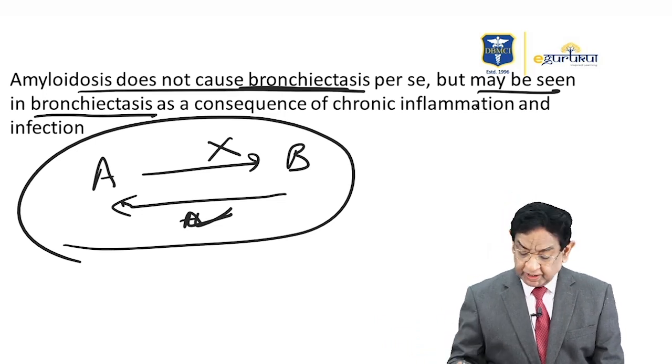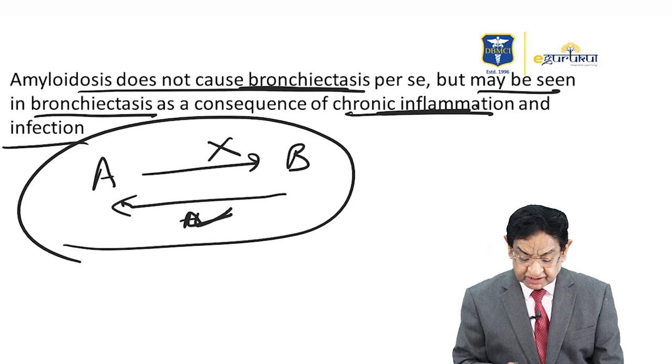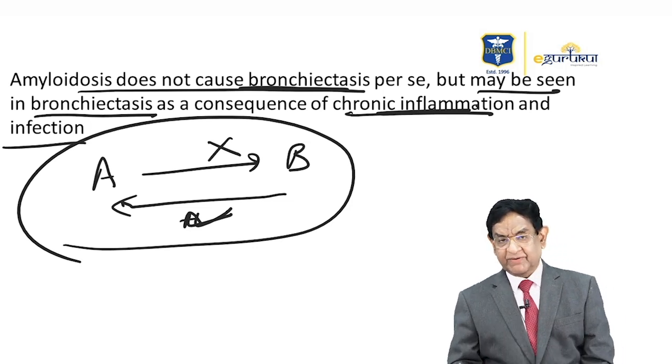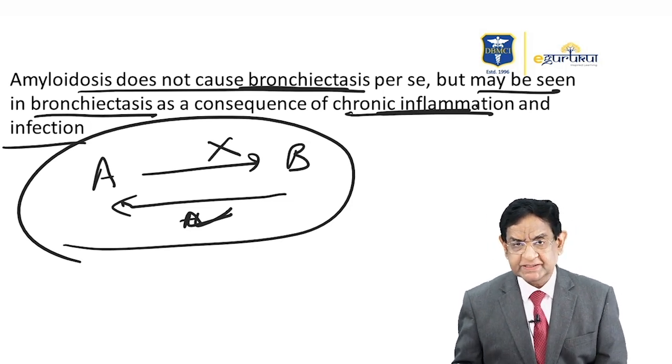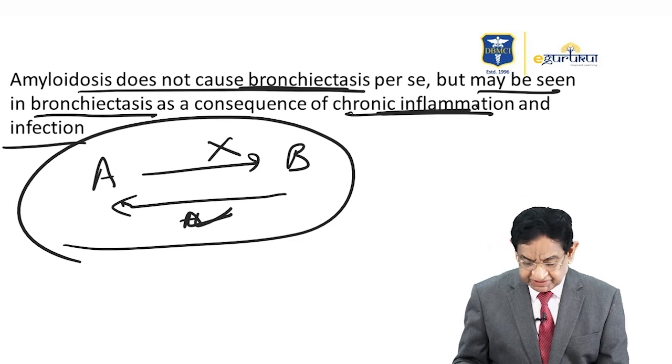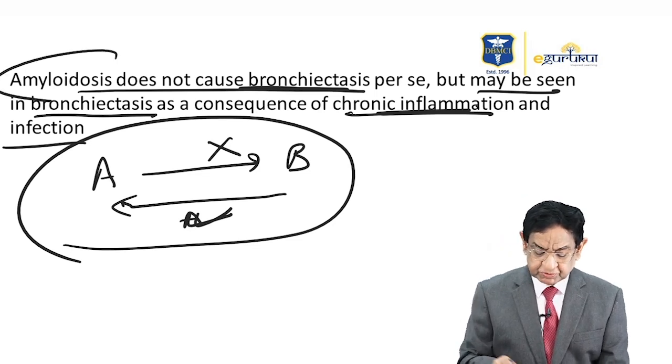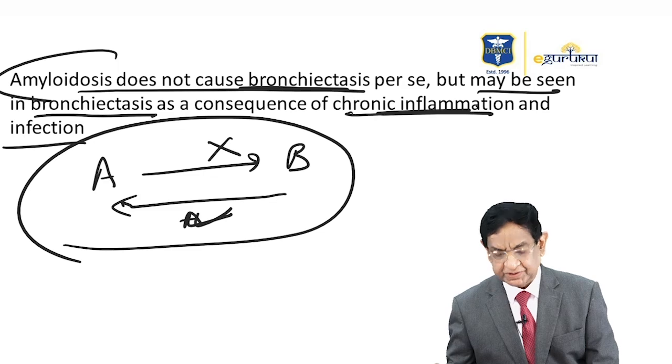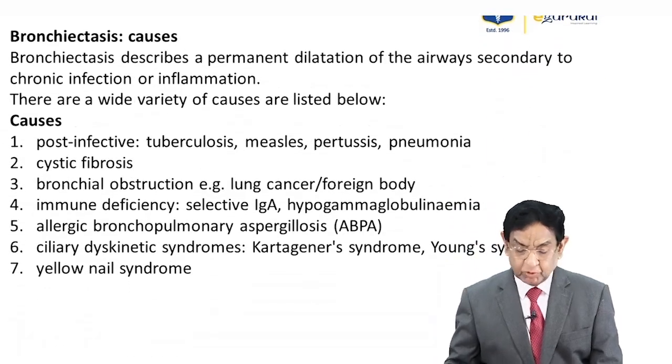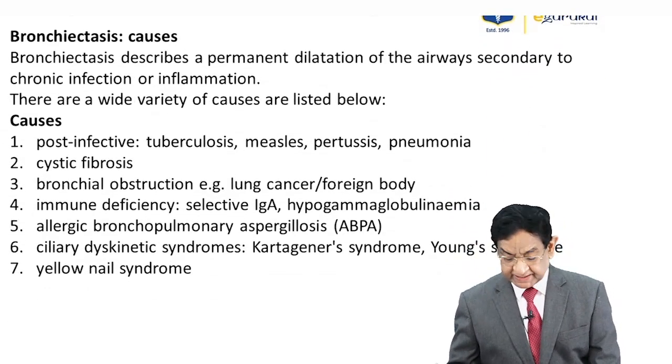And this is due to what? Chronic inflammation and chronic infection. We all are well aware that in bronchiectasis, there is chronic infection or inflammation. So this is secondary to chronic inflammation. So let us learn more basic concepts about bronchiectasis.